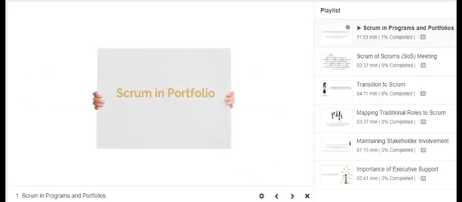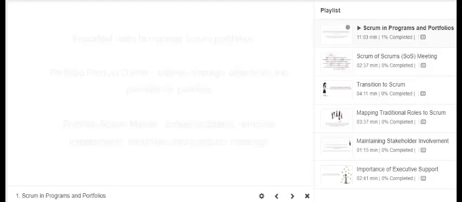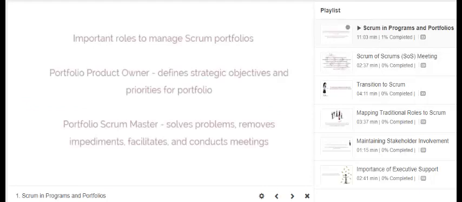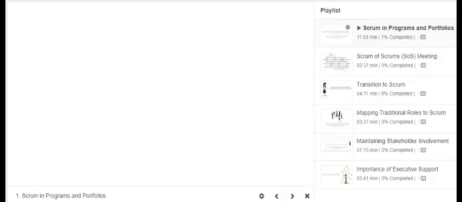Similarly in portfolios, the important roles for managing Scrum portfolios are the portfolio product owner, who defines the strategic objectives and priorities for the portfolio, and the portfolio Scrum Master, who solves problems, removes impediments, facilitates, and conducts meetings for the portfolio. The needs and structure of each organization are different.